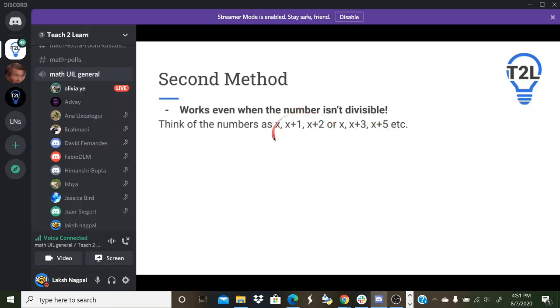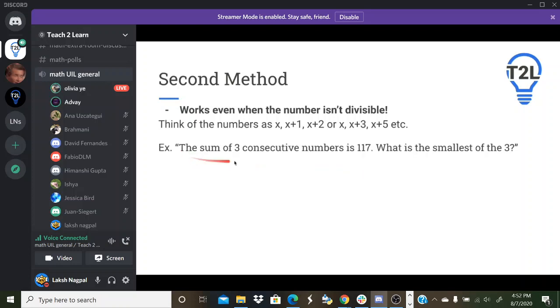For example, if you look at the sequence 1, 2, 3, 4, 5, if x is 1, then the next term is 2, and that can be represented as x plus 1, then x plus 2, x plus 3, and you could keep going. And likewise, if you have consecutive even numbers, you could have x, x plus 2, x plus 4, so that could be like 2, 4, 6, 8, 10. So this way you can represent any number.